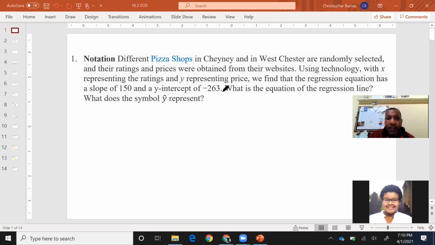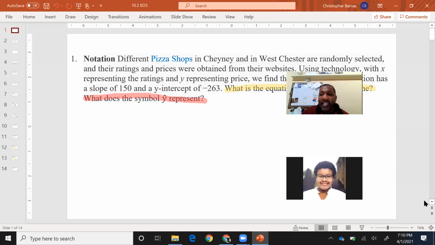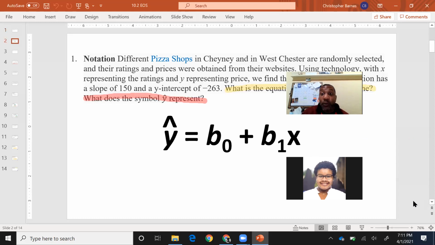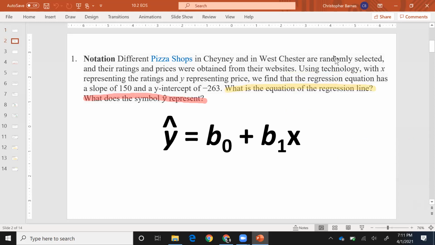Our question is, what is the equation of the regression line, right? And then the next one is, what does the symbol y hat represent, right? Now, on the surface, you might ask, what's the equation of the regression line? The next slide, which is here to help y'all, shows this. This is the equation for the regression line: y hat equals b sub 0 plus b sub 1 x. That's the equation that we're looking for, right?